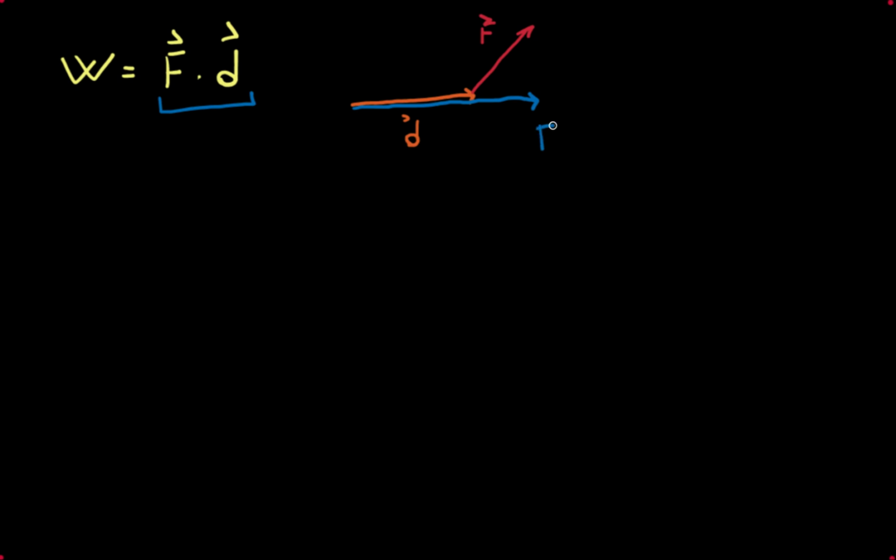This is F times D. So how come I was able to determine that F times D is this? Oh, and by the way, F times D is just the length of this arrow. So it is the work. It's just the length of this blue arrow right here. So let's see how I constructed this.